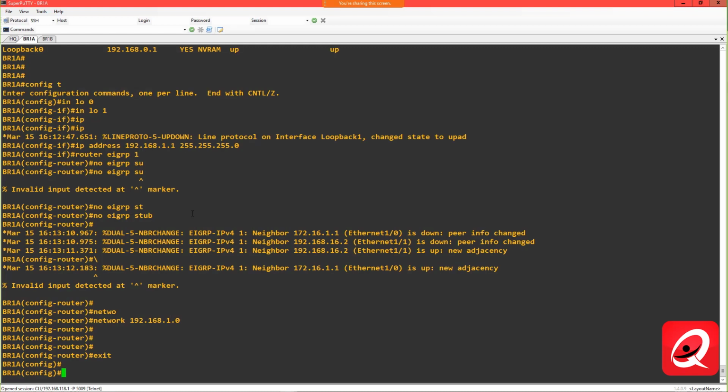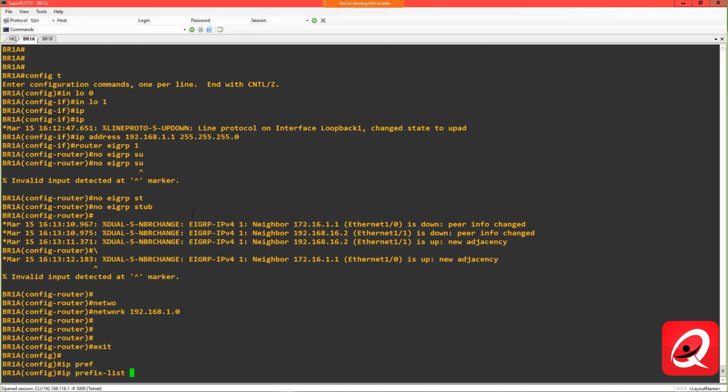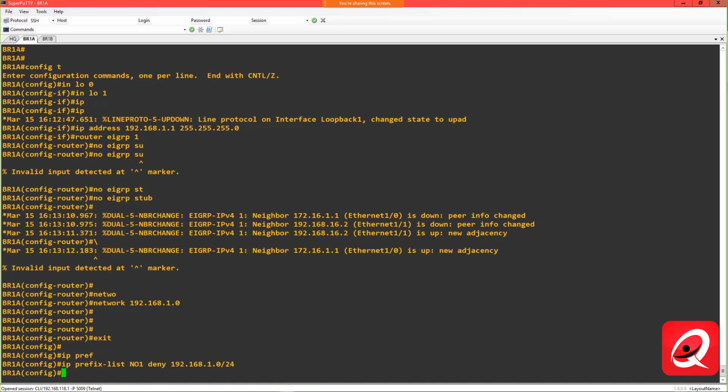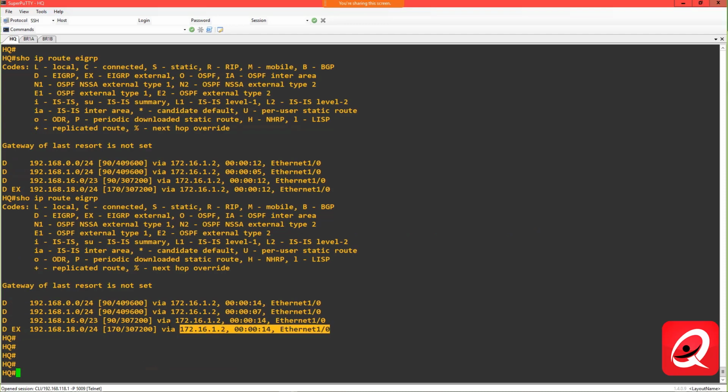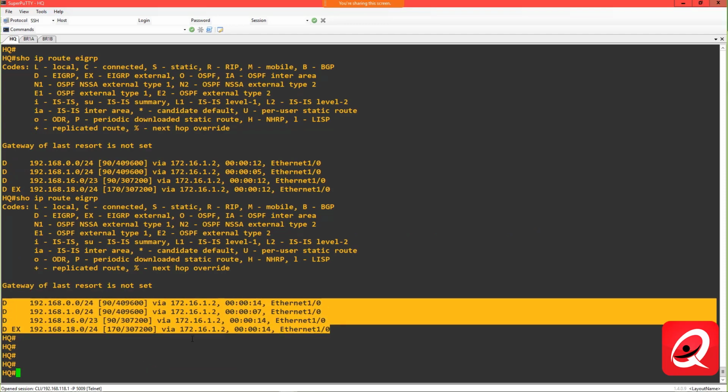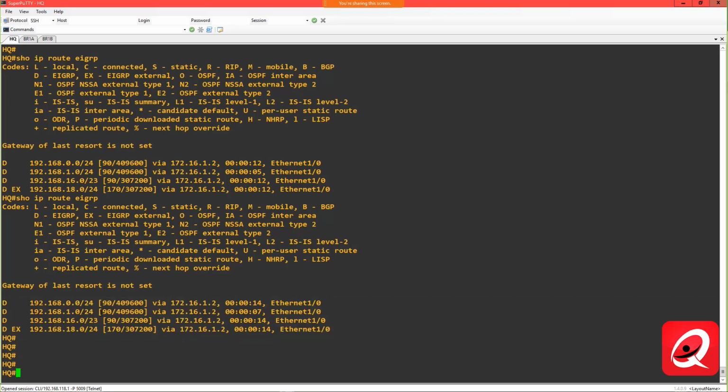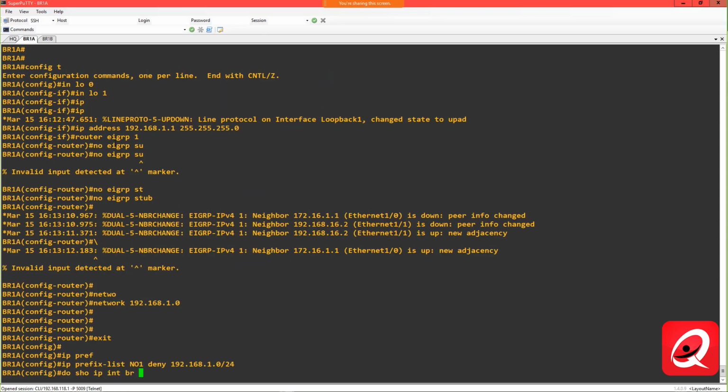But what I'm going to go ahead and do is create a prefix list, no1. Let's just do no1. I'm going to deny the 1.0/24. I created another prefix on the BR1A. Do show IP interface brief. We don't have any stub configuration applied, so we're getting all of these routes. You can use a leak map to leak routes out just as easily as you can use a leak map to filter routes that are being leaked out. So in this particular case, we're trying to filter out this 1.0/24.